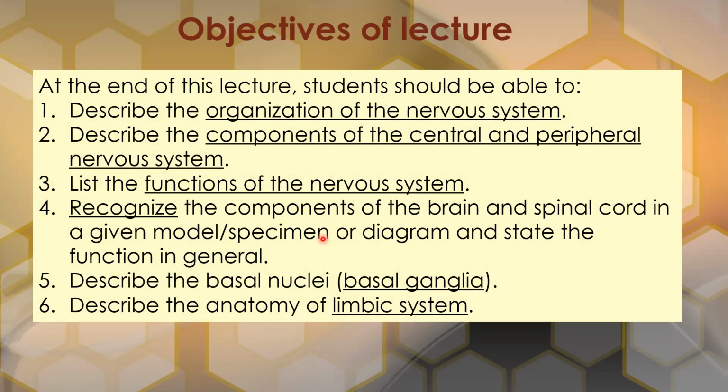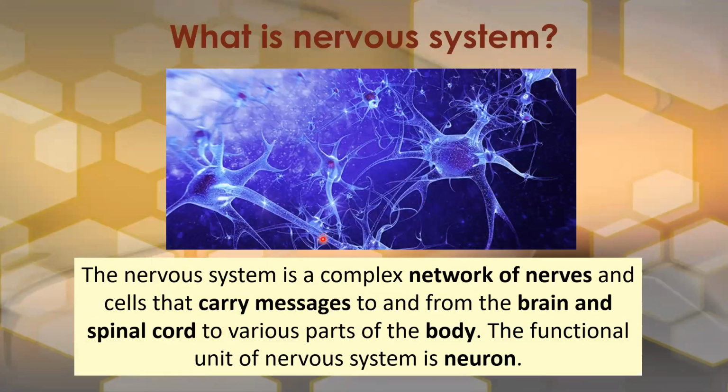There will be another lecture which will touch every single detail of the nervous system, which will be given by another lecturer. Okay, what is the nervous system in the first place? The nervous system is a complex network of nerves and cells that carry messages to and from the brain and spinal cord to various parts of the body. The functional unit of the nervous system is the neuron.